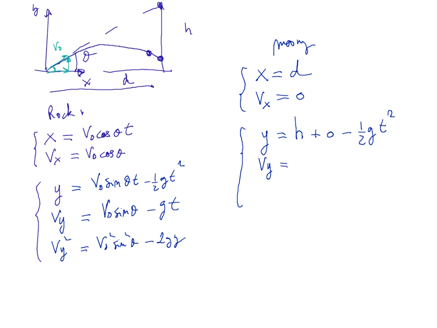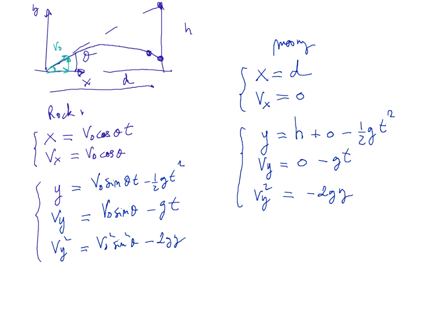Vy, similarly, we start at 0 minus gt. And we don't care about that one, but let's just write it for good luck. Negative 2gy. All right, so those are the equations for each system in the same coordinate system.